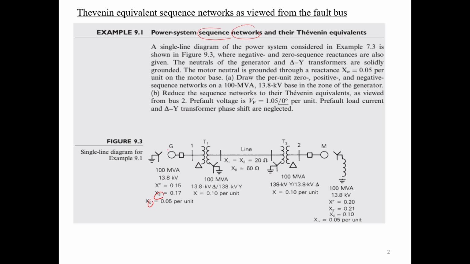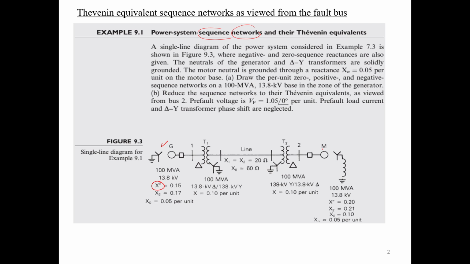You can see that the generator has different reactances, from the theory we learned. The reactance of each of these sequence networks is different. Since we are dealing with short circuit analysis, the time frame that we are interested in is the subtransient period, which means just right after the fault. So this is it for the generator.